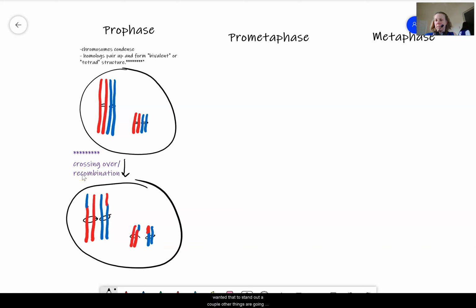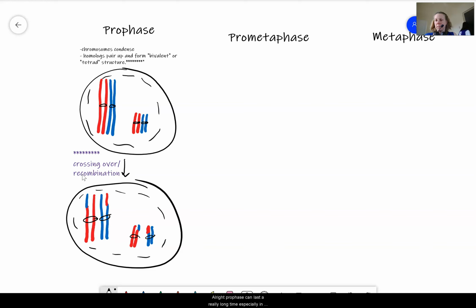Okay, a couple other things are going to happen in prophase as well. Another one is that the meiotic spindle is going to start to form. Also, the nuclear membrane is going to start to break down, just like it did in prophase of mitosis as well. So let me draw that on here. So here's our nucleus. It is not to scale, but that's okay.